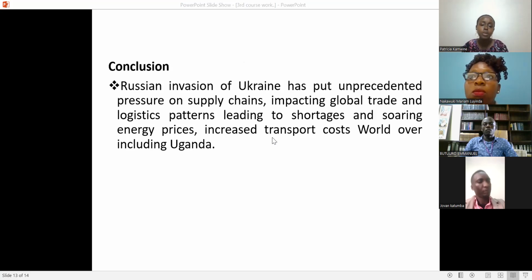In conclusion, we note that the Russian invasion of Ukraine has put unprecedented pressure on supply chains, impacting global trade and logistics patterns, leading to shortages and soaring energy prices, and increased transport costs the world over, including Uganda.